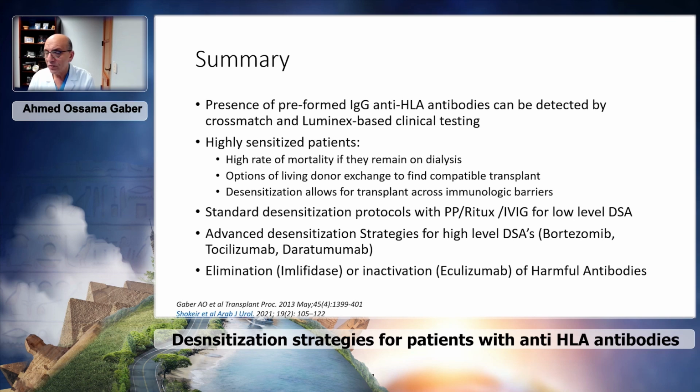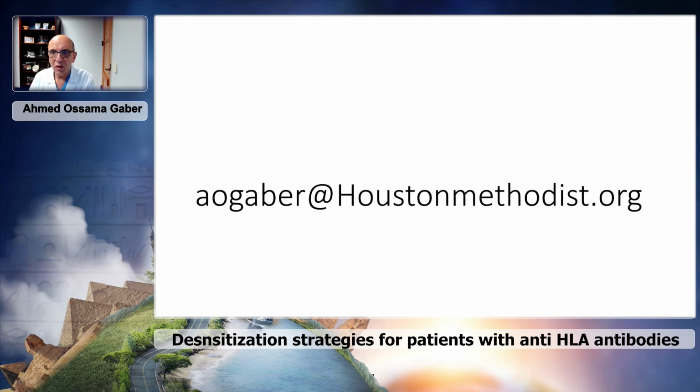Finally, when all else fails, then you can try imlifidase, but you have to be very careful about the antibody rebound. And for patients where you need rescue, eculizumab is really important. You have a transplant, you start seeing very high levels of DSAs with C1q in the immediate post-transplant period. The graft is getting injured, particularly if you're transplanting a liver or a lung or a heart, then you can use eculizumab to rescue these organs.